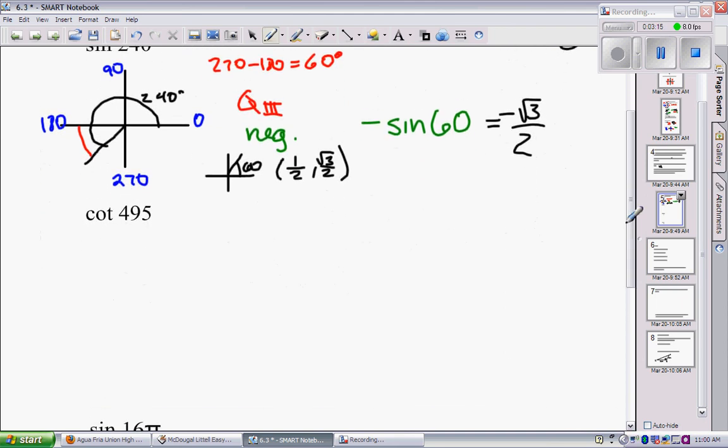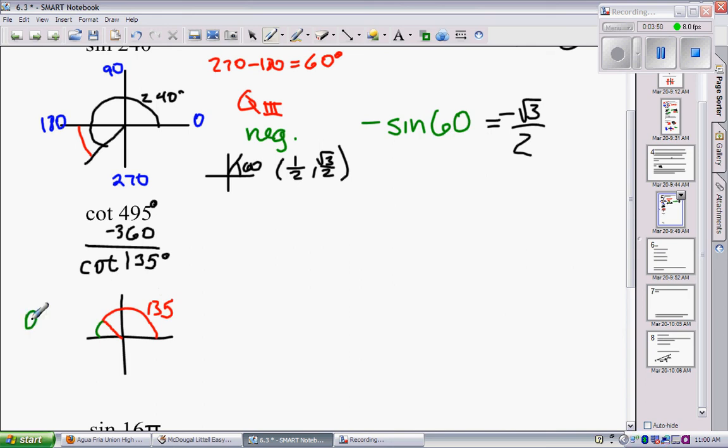We're looking for the cotangent of 495 degrees. Subtract 360 from it, because we already did one full rotation. Cotangent of 135 degrees is now what we're looking for. So I'm going to stop over here. Then the reference angle to the nearest x-axis is 45 degrees.